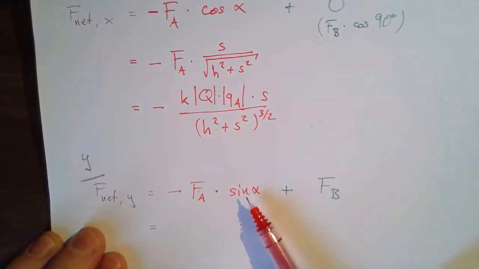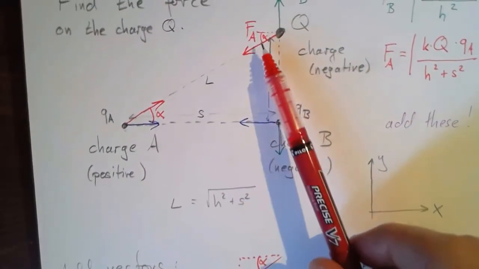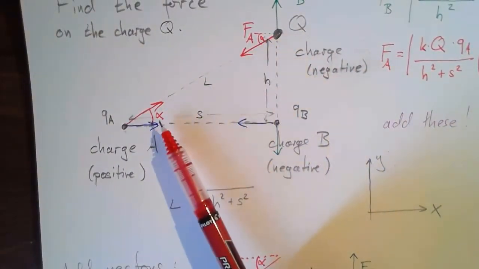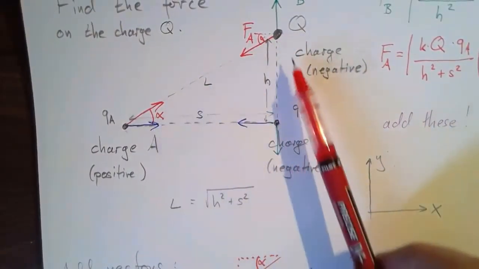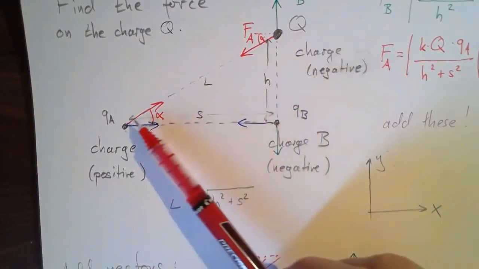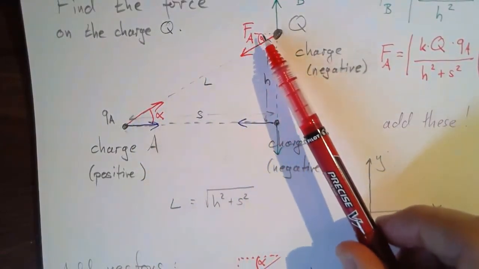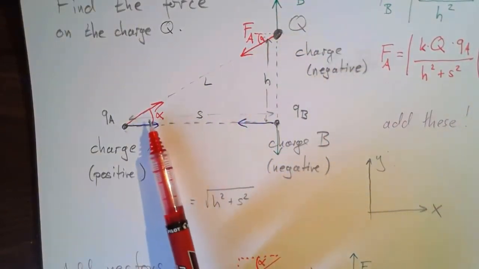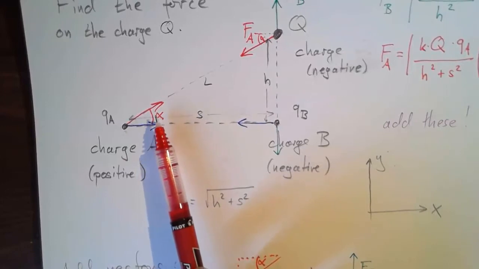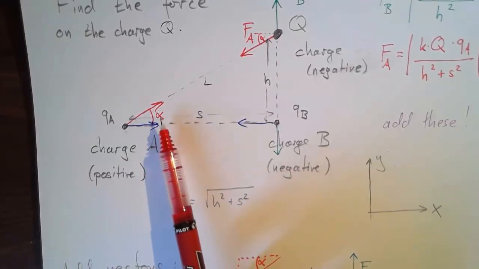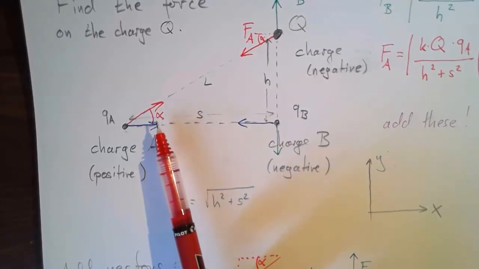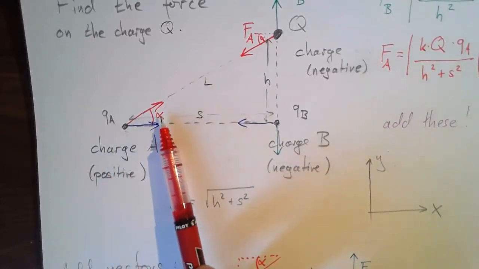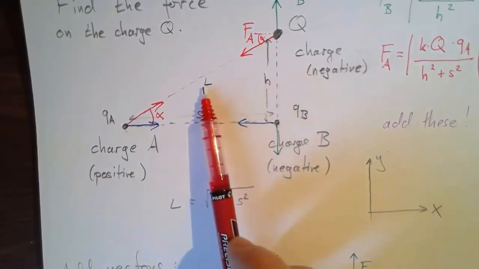What is the sine of alpha? Well, the sine of this angle is the same as the sine of this angle. Sine is the opposite over the hypotenuse. And again, just as before, I could work out the numerical value of alpha and then take the sine of it. But I don't even have to do that, because I don't care about alpha, I care about the sine of alpha. And the sine is h over L.